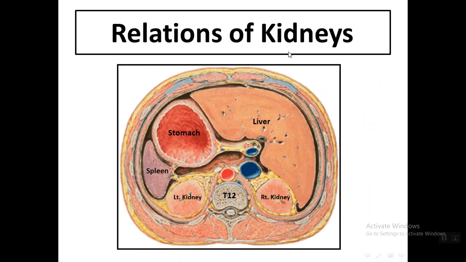What are the relations of the kidneys? There is a difference in the relations between the right and left kidney. We can see from this transverse section that both kidneys are situated on both sides of the vertebral column. The right kidney lies behind the right lobe of the liver, and the left kidney lies behind the lesser sac, the stomach, and the spleen.